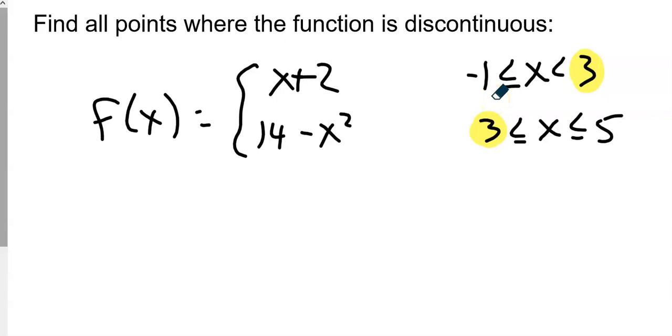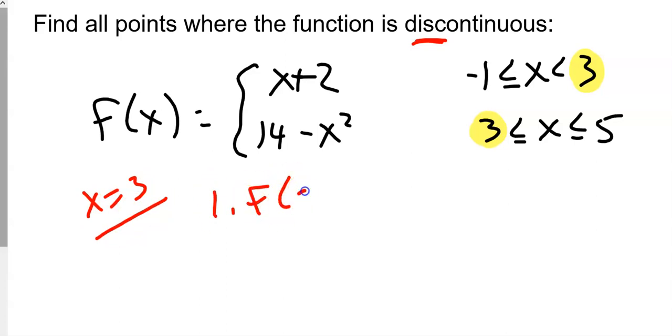Okay? So in this case, we have to check to see if it's continuous or discontinuous at x equals 3. So again, we have to follow our guidelines there. We have to plug in f of 3, find the function value. Well, where does that apply? It doesn't go here because there's no equal, so it's going to be in our second equation. So that would be 14 minus 9, which will give us 5. Okay, so our first one's satisfied. We have a function value at 3.